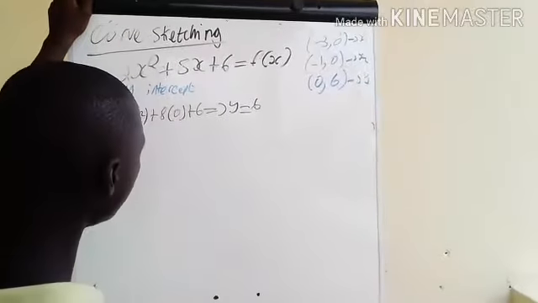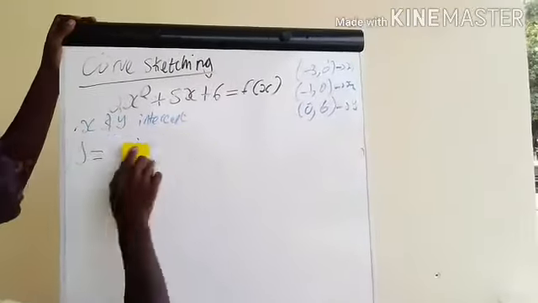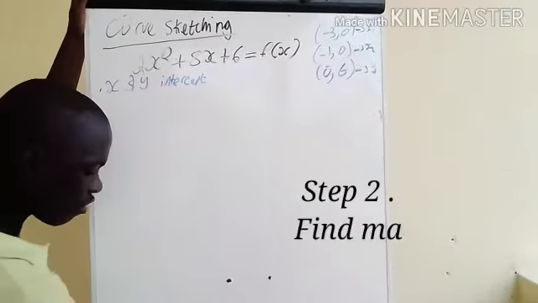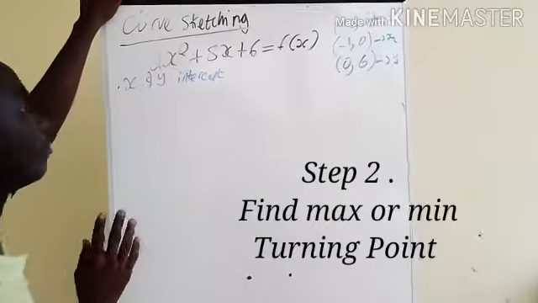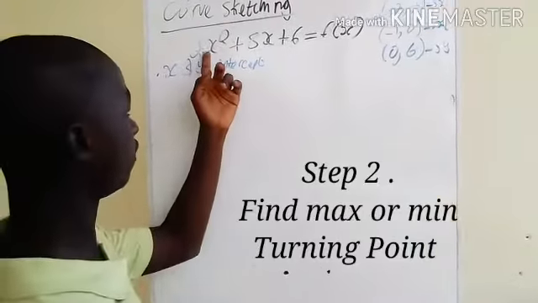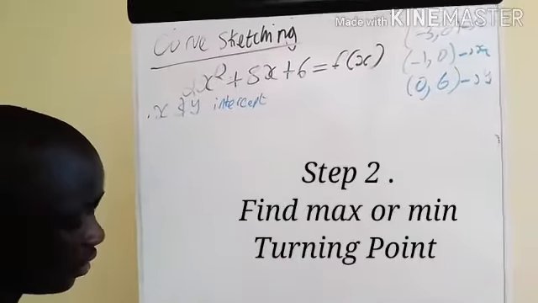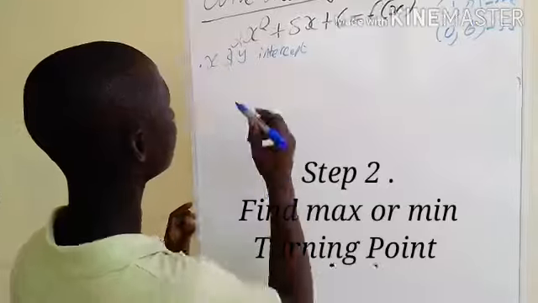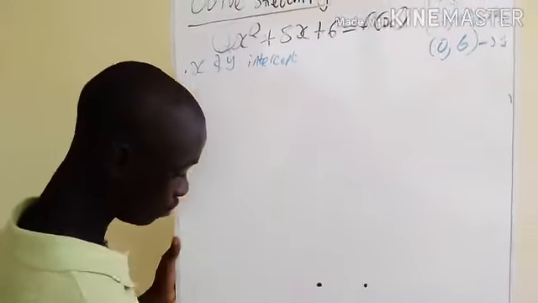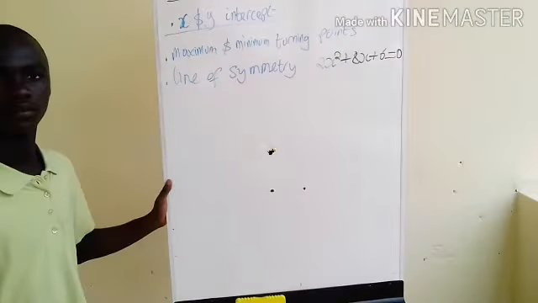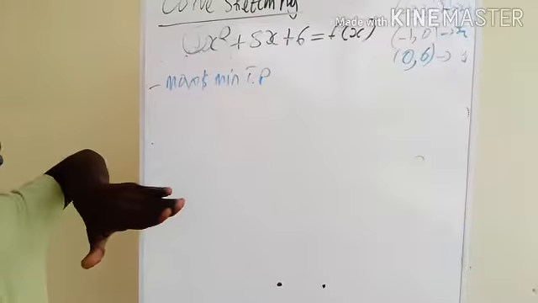The next step is going to be the maximum and minimum turning point. Remember, as I told you, whether the turning point is a maximum or minimum depends on the value of a. And you can clearly see the value of a is positive, which is 2. So now we have to look for the maximum and minimum turning point, which is the second step.